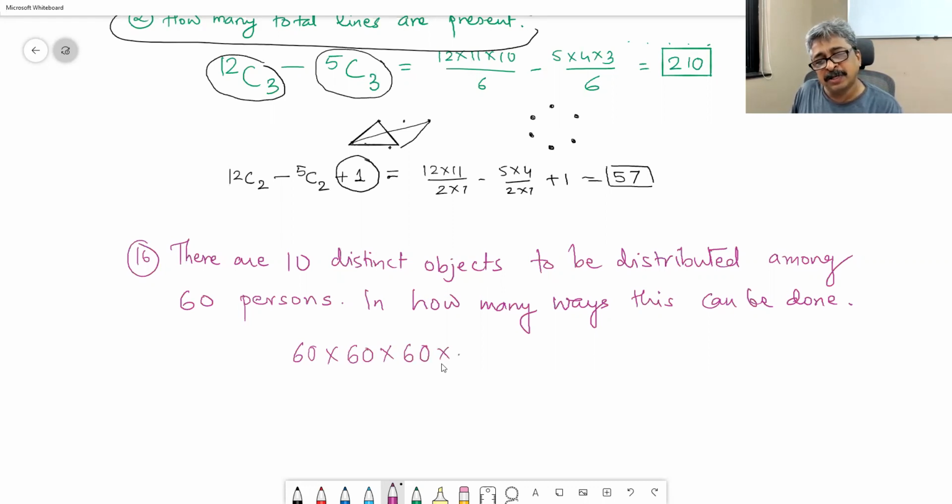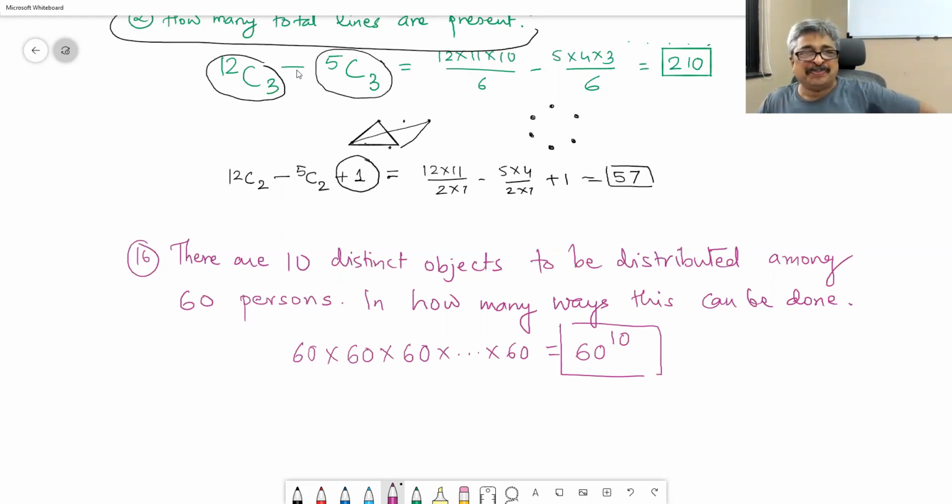How many times? 10 times. So 60 raised to 10. Sir, but if it is not given in a problem, that means a person can get many objects.